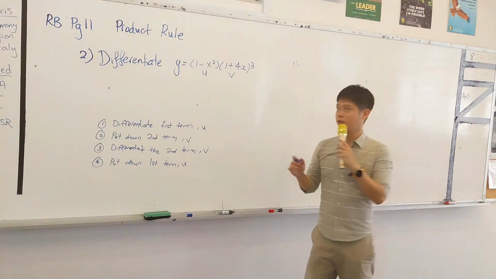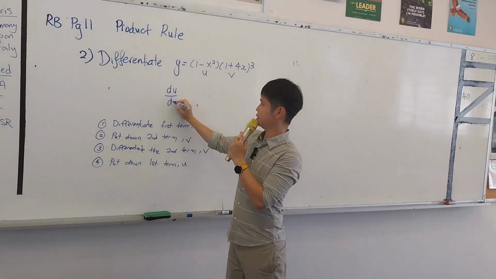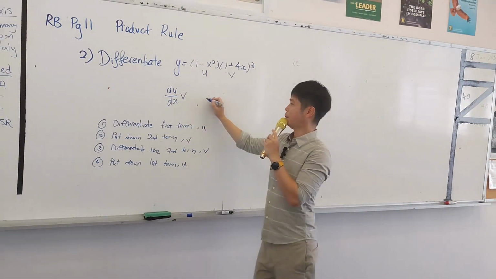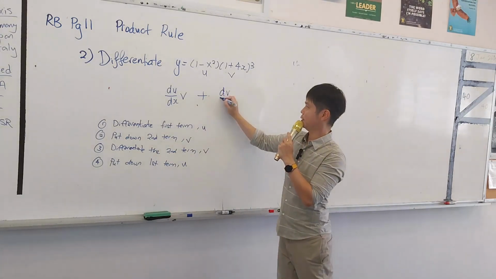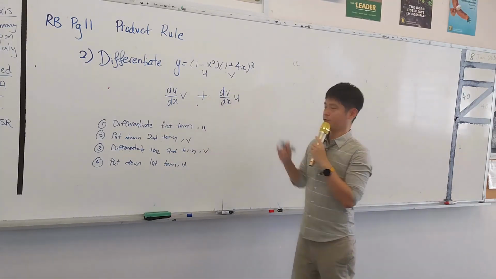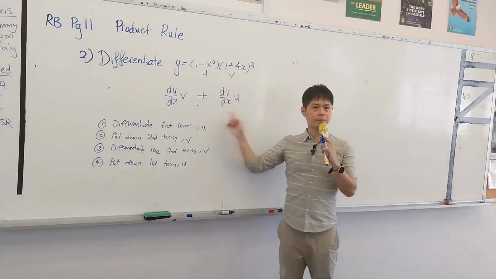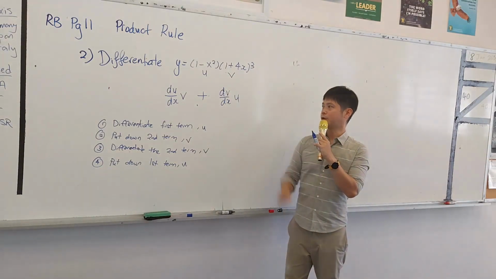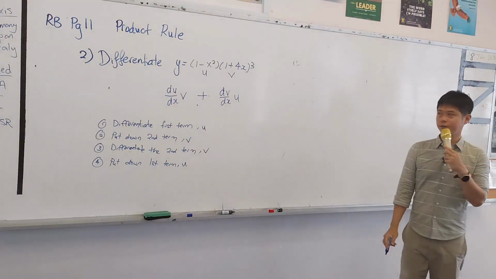So in terms of a formula, it will look like this. Differentiate the first term, du dx, put down the second term, and you plus. Differentiate the second term, and then you put down the first term. Now, just like the law of indices, when you multiply, the powers become a plus. It just follows the law of indices.